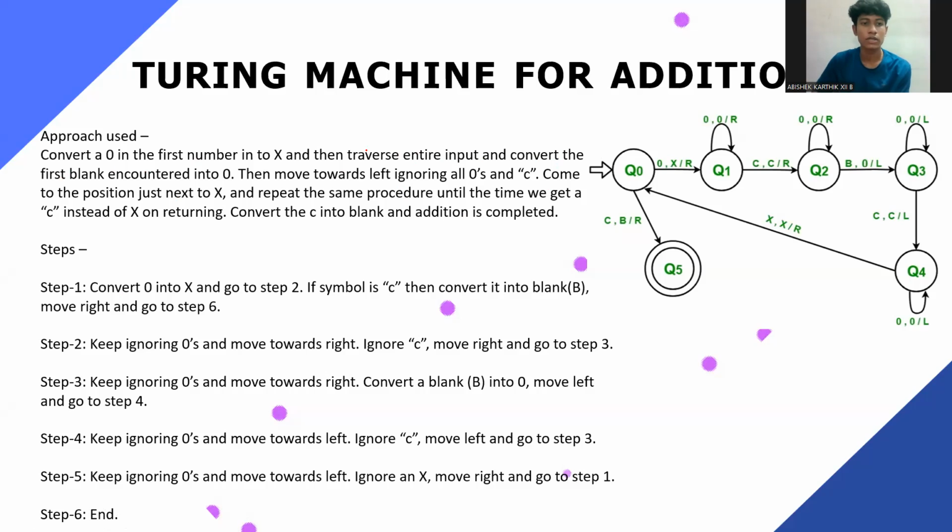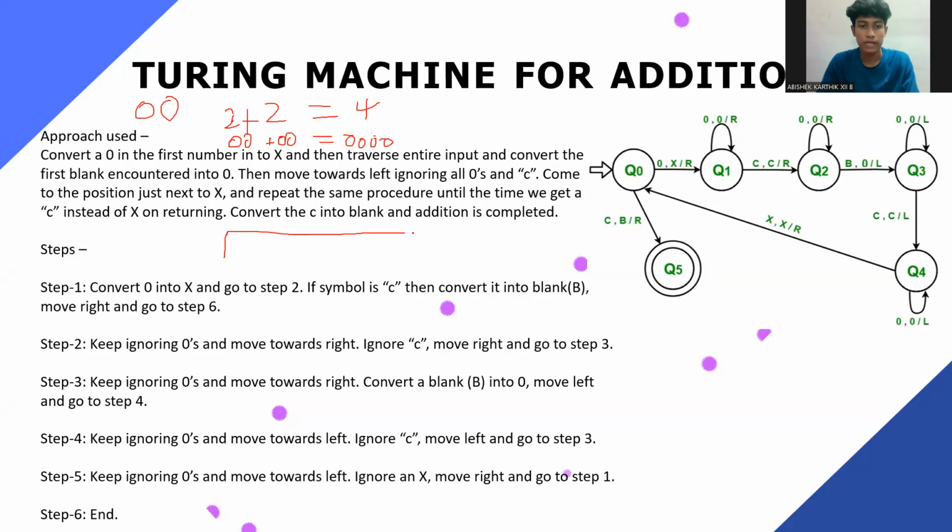The approach used here is, let's say we're supposed to compute 2 plus 2, which is 4. Let's say 2 is represented as 0, 0. So basically what we're doing here is 0, 0 plus 0, 0 will give us 0, 0, 0, 0. Let's see how this is done by Turing machines.